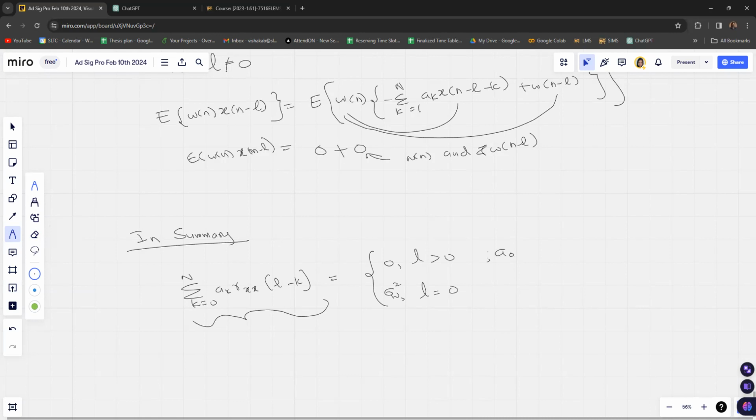In all these conditions, we consider that A naught value is 1. So by this expression, we can form the Yule-Walker equations. Yule-Walker equations can be formed using this relationship.